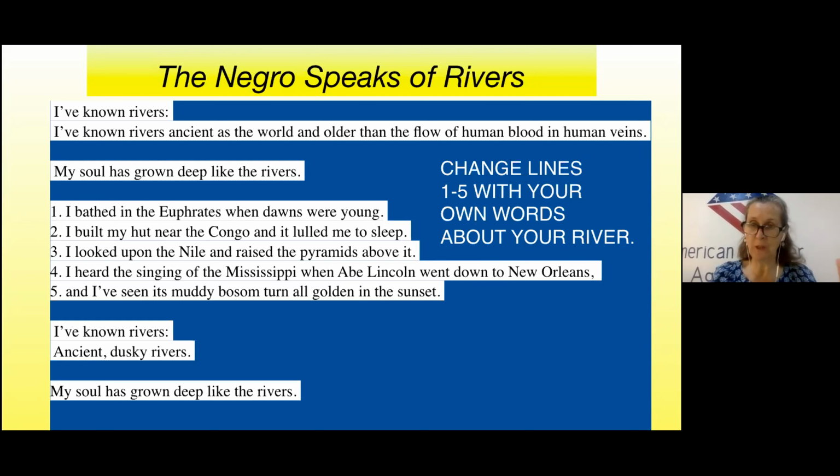And then you will write new lines, lines 1, 2, 3, 4, and 5. And then you can repeat the last 3 lines. I've known rivers, ancient, dusky rivers. My soul has grown deep like the rivers. You could also have your students change the words ancient and dusky and add other adjectives for that second to last line. But this is how they can focus on 5 lines, use their own personal river as their story, and create a reading that evokes the same kind of ideas of a personal connection to the river that Langston Hughes has spoken of.